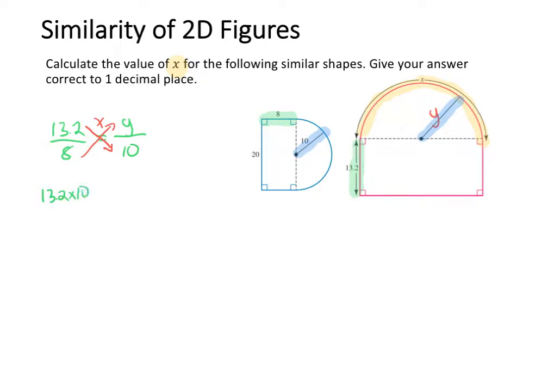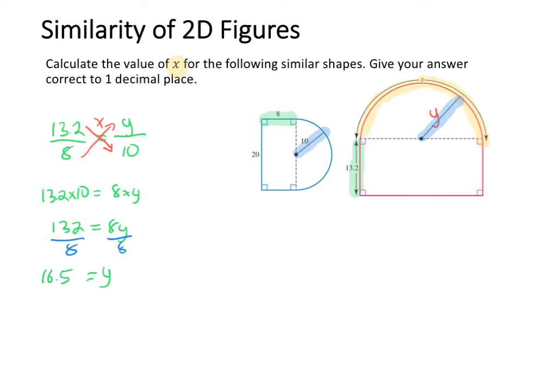So adding in my cross multiplication, I know that 13.2 times 10 is going to equal 8 times y. So 132 is going to equal 8y. Dividing both sides by 8, I can calculate that y is going to equal 16.5.